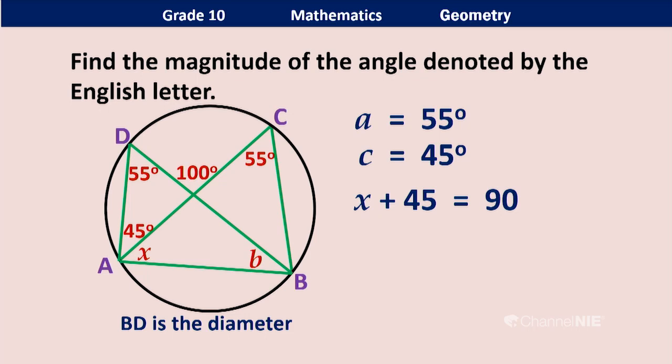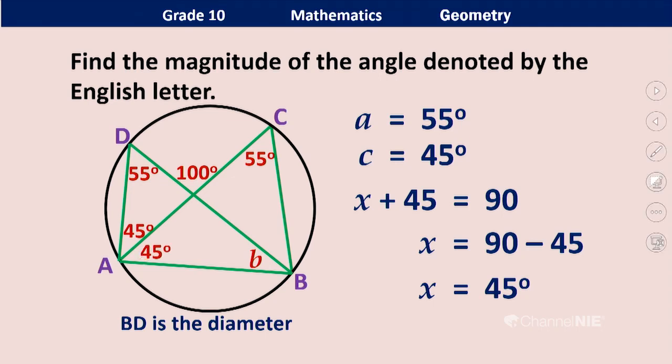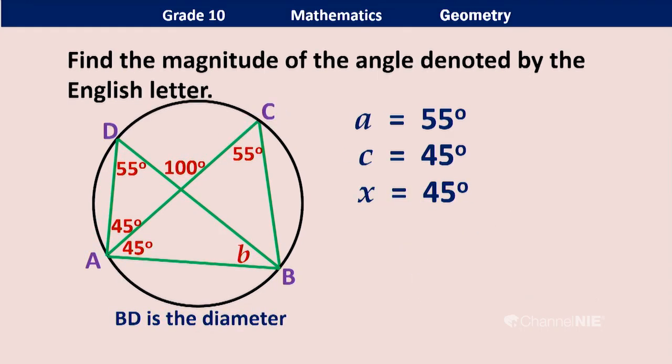So, once again we have constructed a simple equation. By solving this we can get the value of X. Now I am going to subtract 45 from both sides. So, X plus 45 minus 45, that becomes X. 90 minus 45, that is 45. Therefore, I can get the value of X as 45 degrees. Right. Now, we know the value of X as well. Then we have to find the value of B.